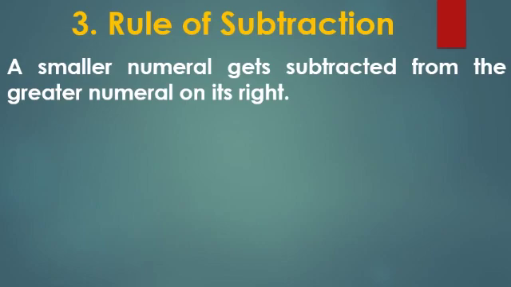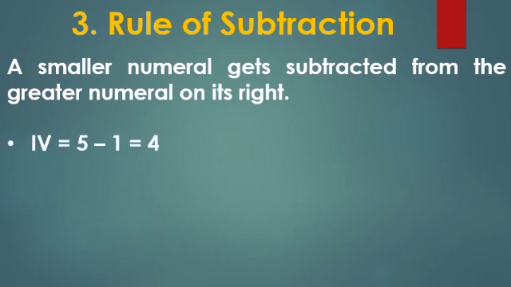The third rule is the rule of subtraction. A smaller numeral gets subtracted from the greater numeral on its right. In short, how will you remember this rule? If the smaller value is written first followed by the greater value, then subtract the values. Let us see the first example.